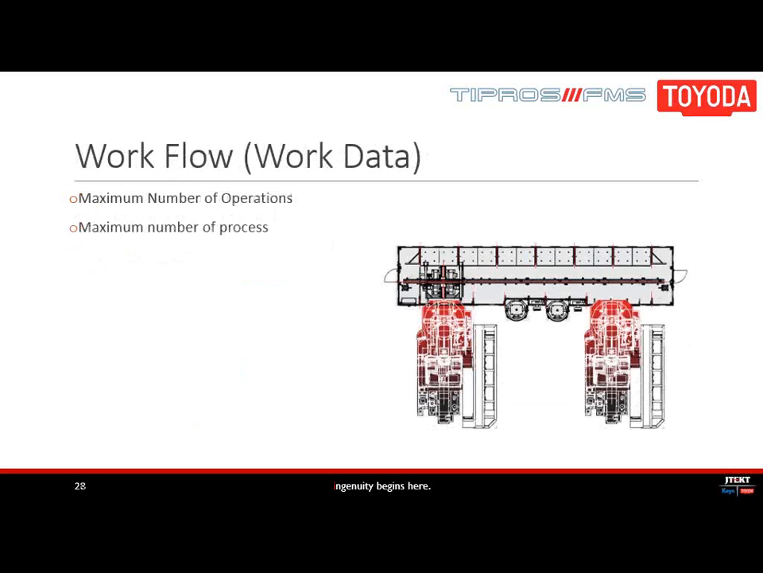All right, so we're going to switch gears at this point and discuss the workflow or work data within the TIPROS FMS system. Workflow is how a part or pallet is routed through the cell. Now this depends on your system configuration, so it can depend on the number of machines, number of operations, or if you have auxiliary stations like a wash booth. There can be a maximum of 7 operations and 10 processes on a part that is in the system. If the part is taken out of the cell and other operations are performed, this part will then have a different name when it is reintroduced to the system.